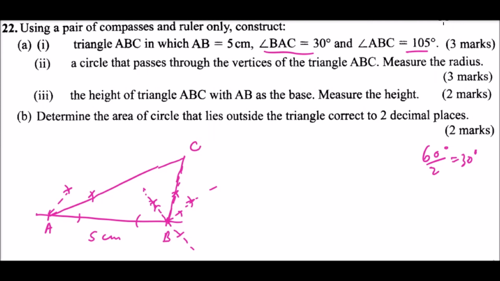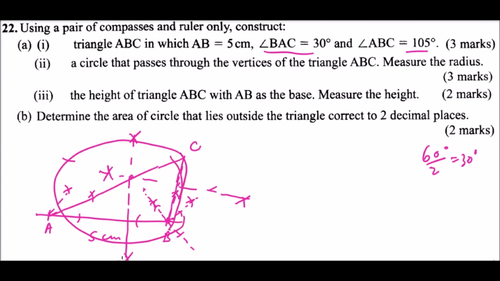Part B, a circle passes through the vertices of triangle ABC, measure the radius. So you bisect the line AB, any two lines of the triangle. You can bisect by making two marks on both sides using points A and B, and you bisect that line. You do the same to this one, you bisect BC. You come up with a point where the two lines meet. That is the center, you draw the circle with that as a radius, and you'll be able to get the circle that touches the three vertices of the triangle.